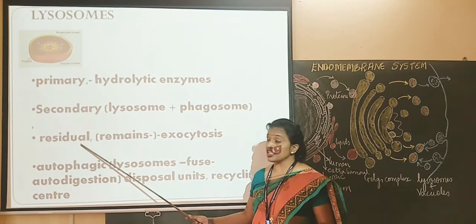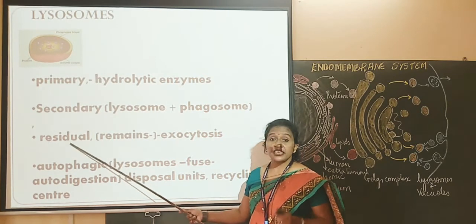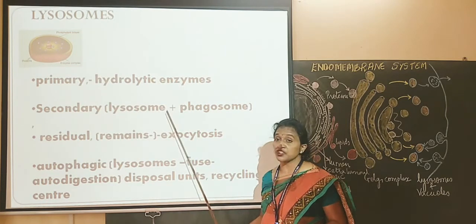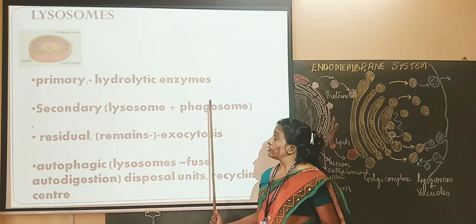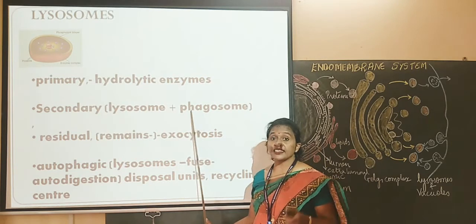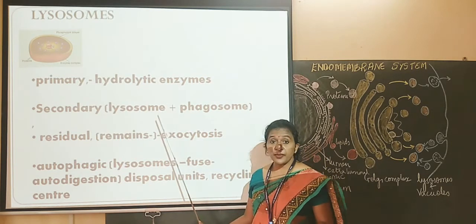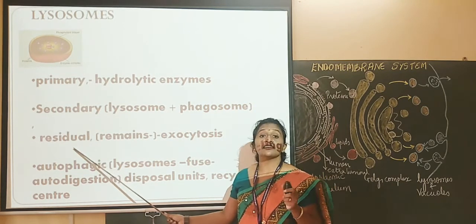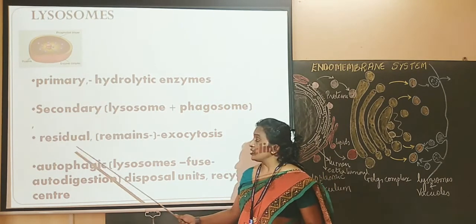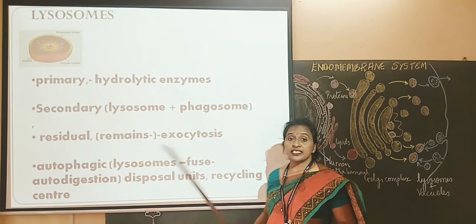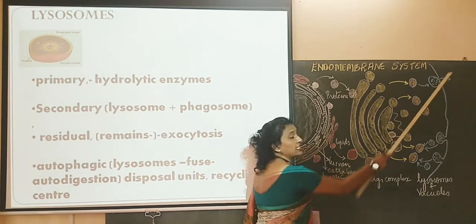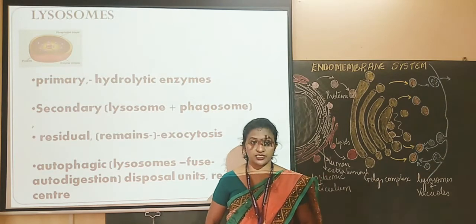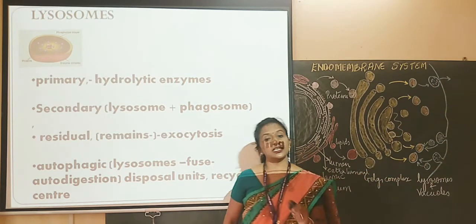The third one is the tertiary type, that is residual. As the name says, residual means after the digestion of the food material that has entered inside the cell, the remains that are present in the lysosome form the residual lysosome. So these remains will be thrown out of the cell by the process called exocytosis. So it will be secreted out of the cell.